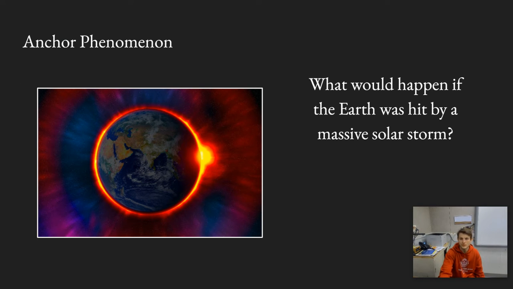What would happen if the Earth is hit by a massive solar storm? If you don't know what a solar storm is, it's basically the electromagnetic radiation given off from the sun via the nuclear fusion process. It basically emits a bunch of electromagnetic radiation particles towards everything within its distance in the solar system. So it really hits the Earth. What would happen if the Earth was hit by one of those, but a massive one?